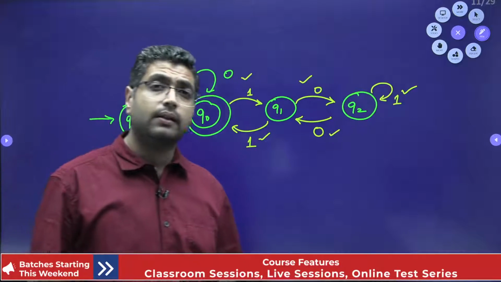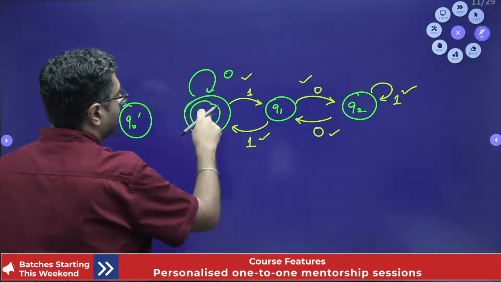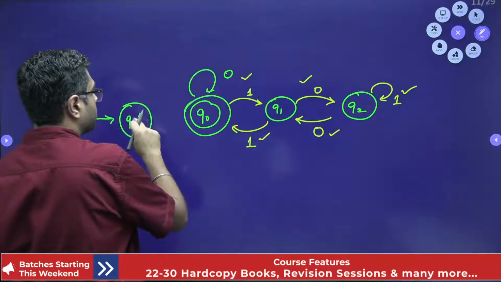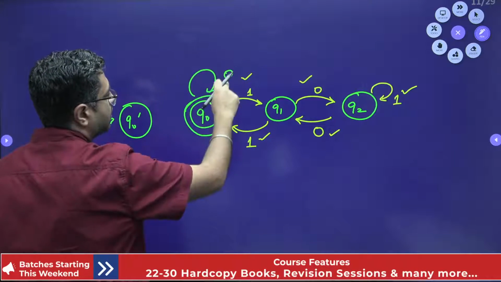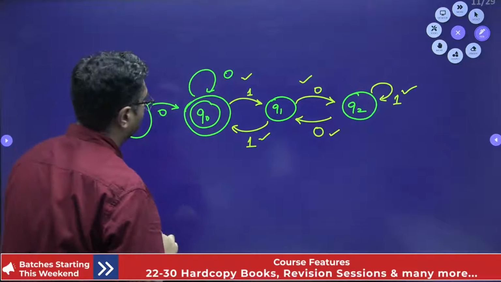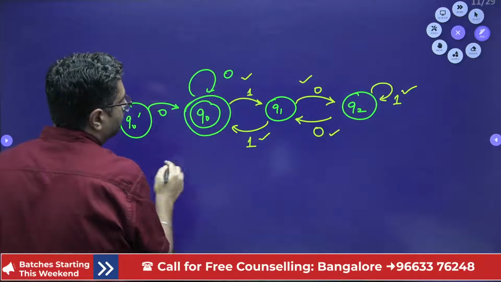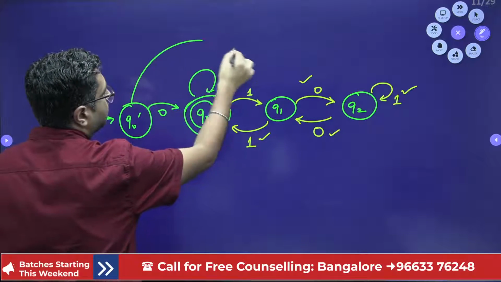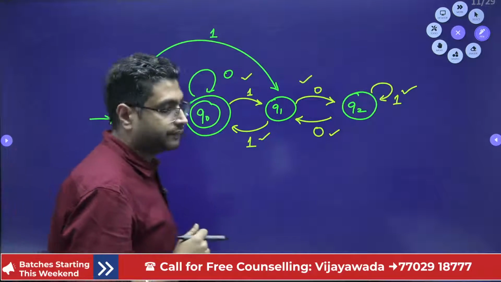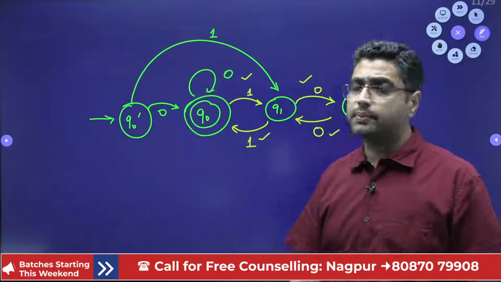Now how will I write the transitions of Q naught dash? Simple, straightforward, the same transitions. It will follow the transitions of Q naught. So Q naught on 0 goes to Q naught, and Q naught dash will also go to Q naught on 0. On 1 Q naught goes to Q1, so Q naught dash will also go to Q1 on 1. Now this problem is solved. This DFA does not accept epsilon.